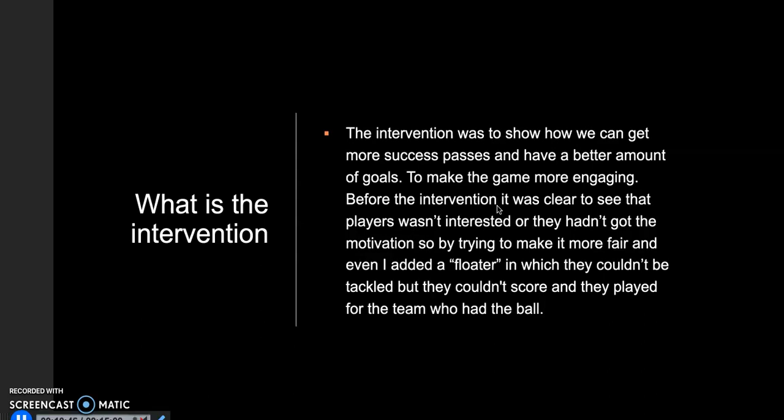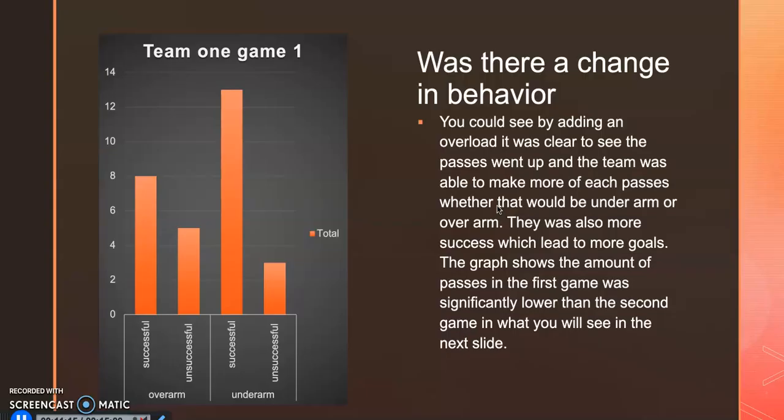So what I did, I added a floater, which is a middleman who played for two teams. He had a different bib on to then make himself free and aware for other passes in order for other players to be free. And the team who had more players on the other side recorded more passes, and that's what you're going to see in here. But the floater could not be tackled and he couldn't score, because that way it allowed other players to be marked and get ready to be involvement in the game.